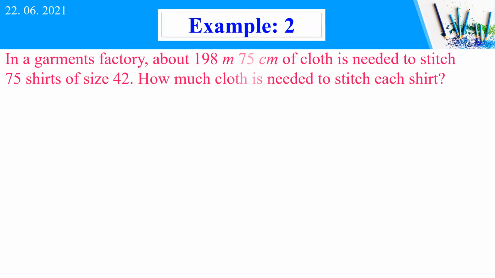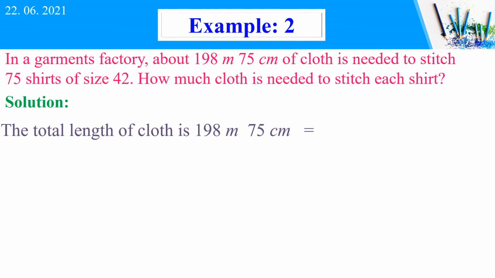Example 2. In a garments factory, about 198 meters 75 centimeter of cloth is needed to stitch 75 shirts of size 42. How much cloth is needed to stitch each shirt? Okay, let us move on to the solution.